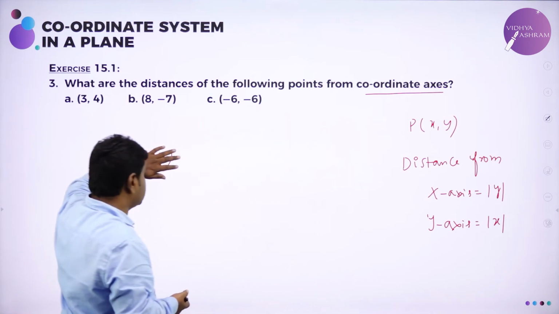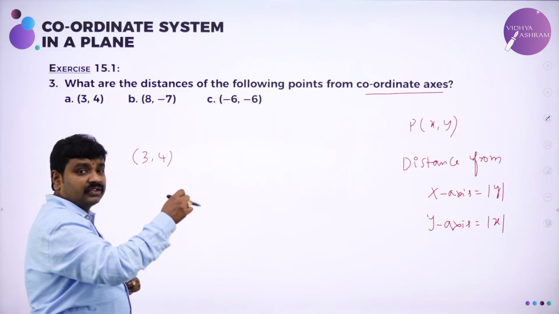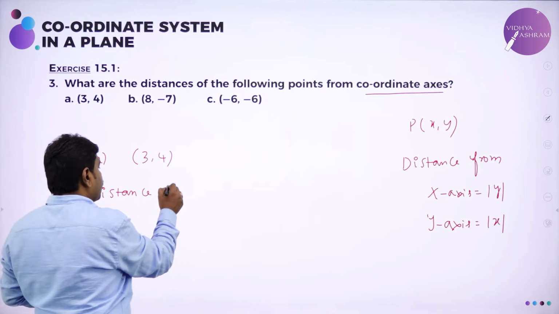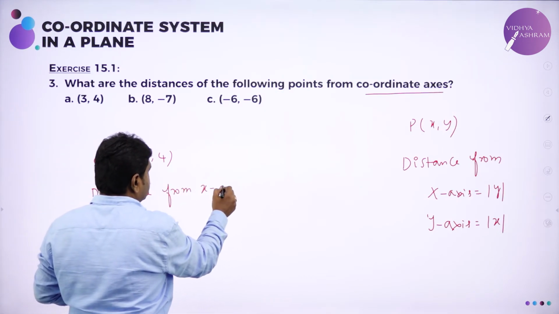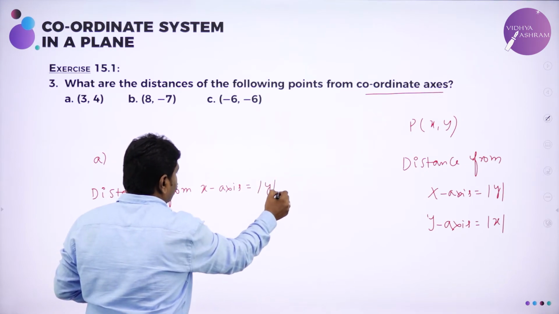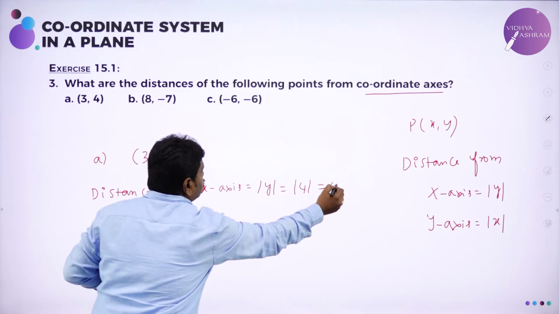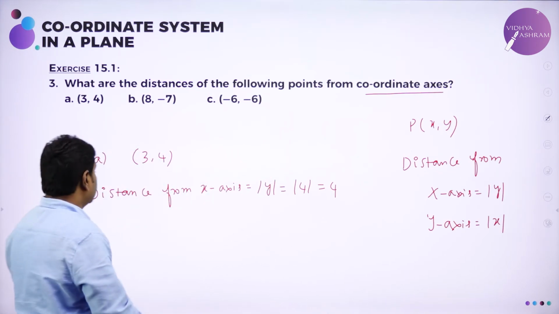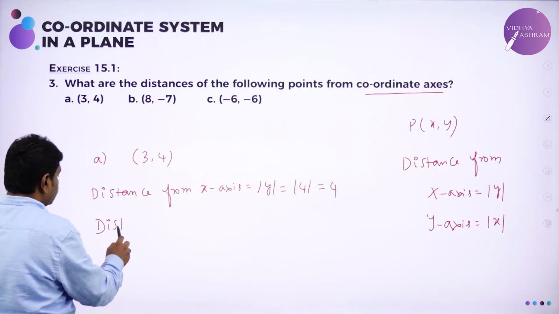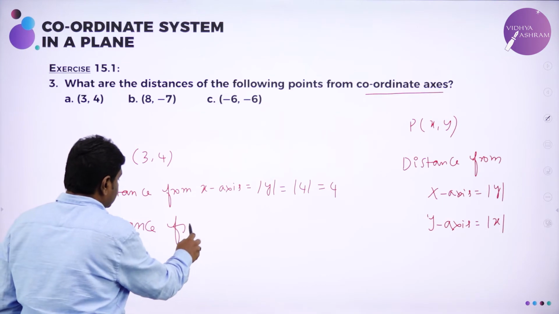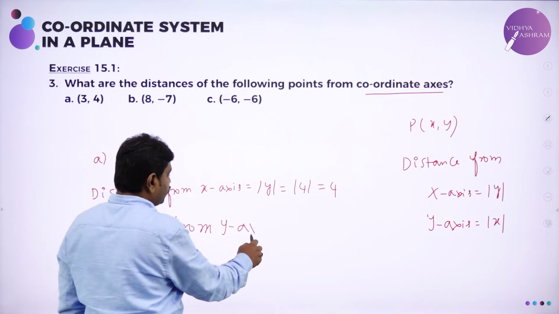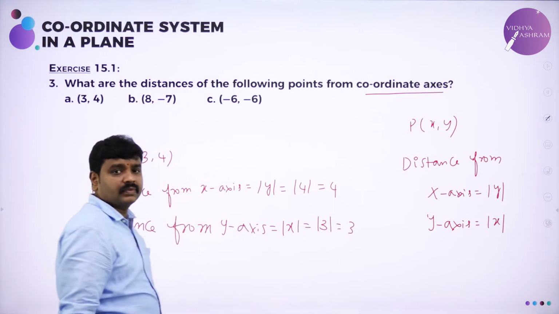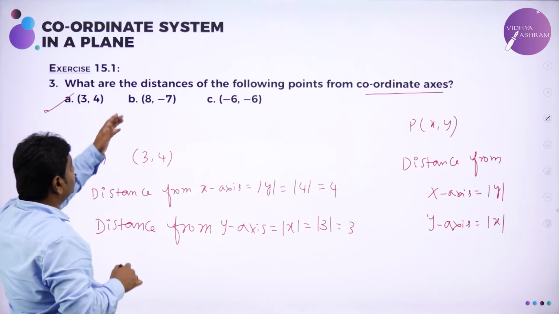Now I want the distance of this from the coordinate axes. So both the axes. Distance from the x axis is modulus of y. Modulus of 4 is 4. Mod of positive is positive, but mod of negative you should make it positive because distance is always positive. Then the distance from the y axis, what is the formula? Mod x. That is modulus of 3. What is modulus of 3? 3. So now I have done this. Now we will go to the second one, B.